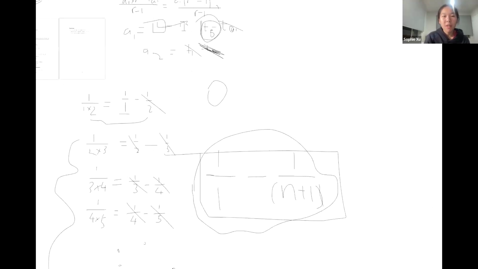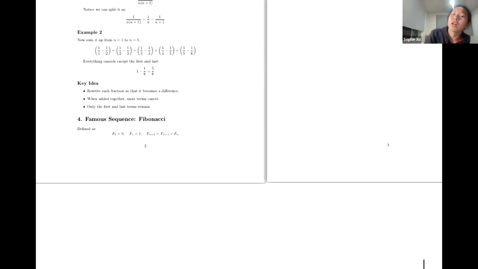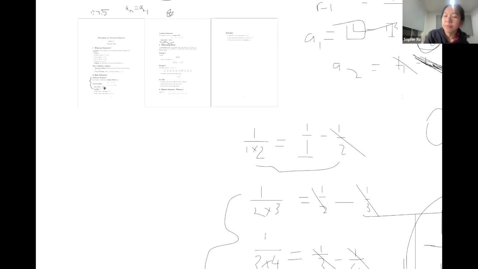I think I've only seen telescoping with fractions before, but yeah.